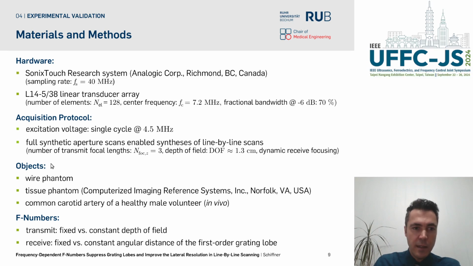The investigated objects were a wire phantom, a tissue phantom, and the common carotid artery of a healthy male volunteer. The investigated f-numbers included in transmit a fixed f-number and the proposed constant depth of field f-number, and in receive a fixed f-number and the proposed constant angular distance of the first-order grating lobe f-number.